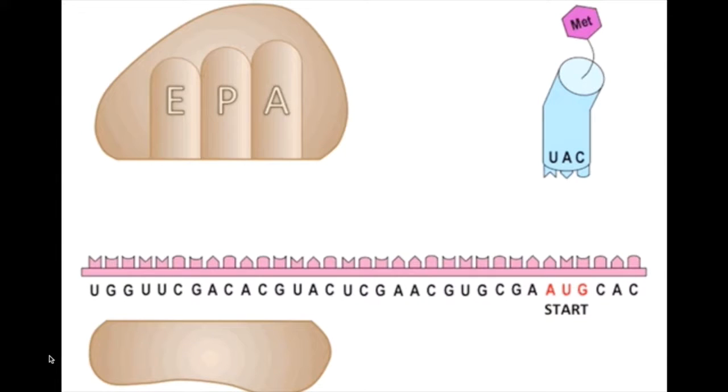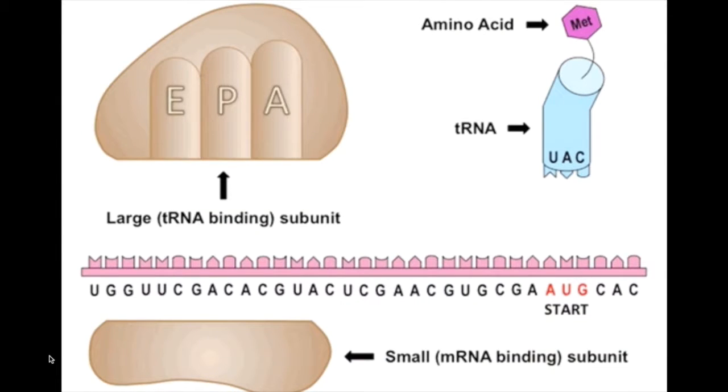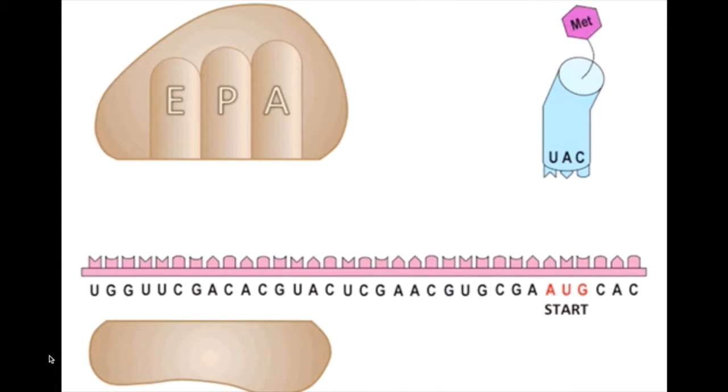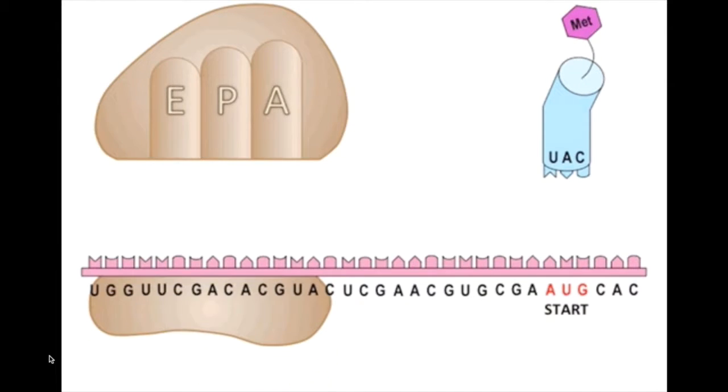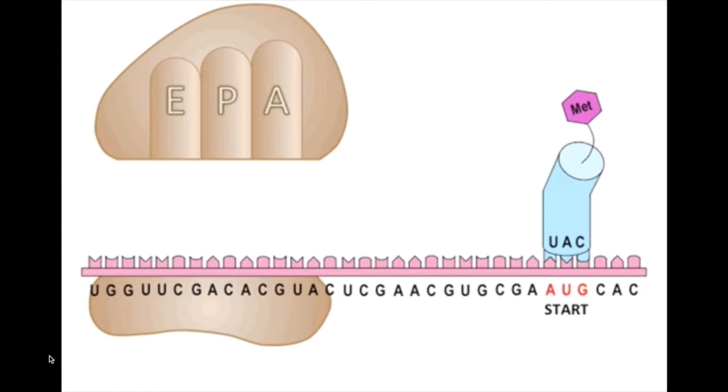The translation is a series of events that happen in a certain order. The first step is called initiation. The small subunit of the ribosome will first attach to the mRNA, and as the tRNA reaches the starting codon AUG, the large subunit will bind to the small subunit and fit the first tRNA into the peptidyl site, the P site.